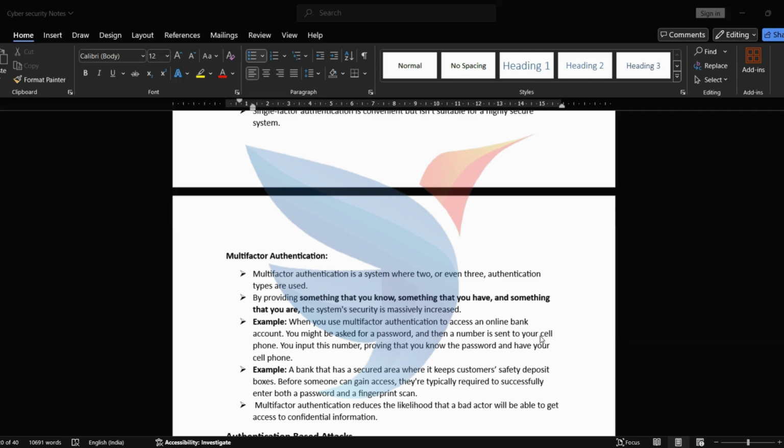The other example, a bank that has a secured area where it keeps customers' safe deposit boxes. Before someone can gain access, they typically are required to successfully enter both a password and a fingerprint scan. So, multi-factor authentication reduces the likelihood that a bad actor will be able to get access to confidential information.